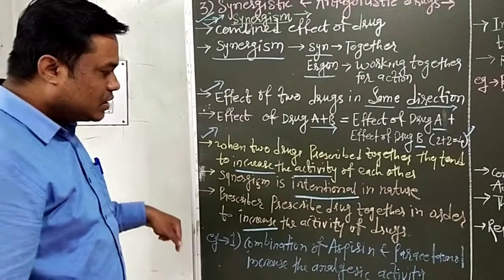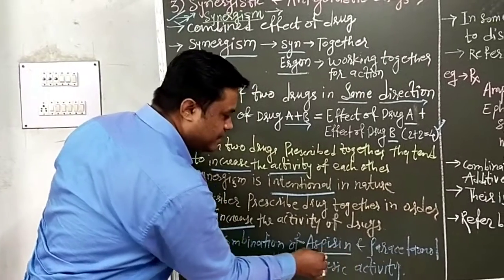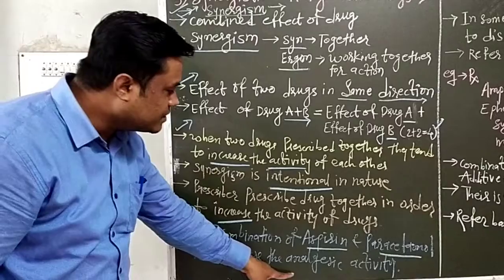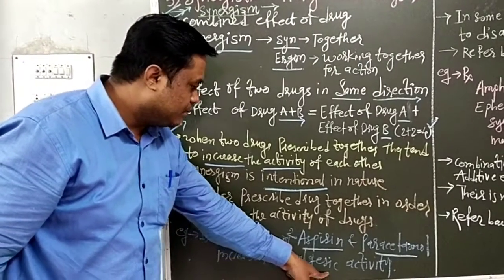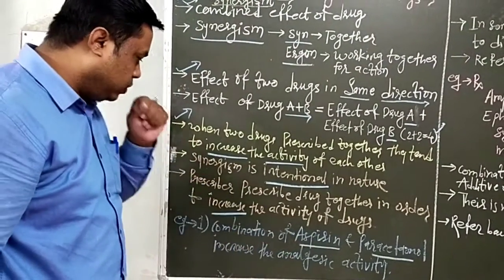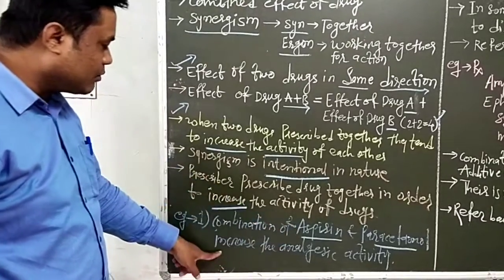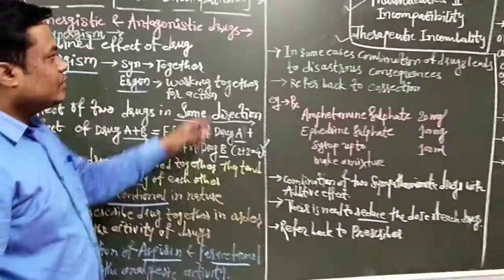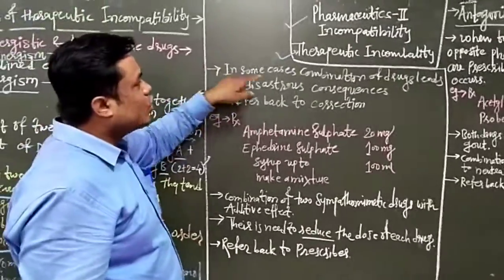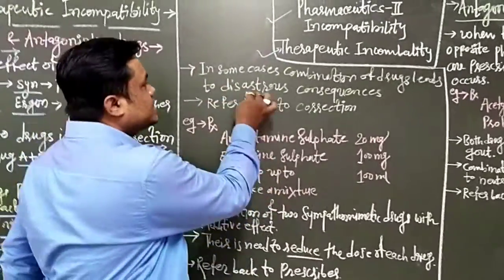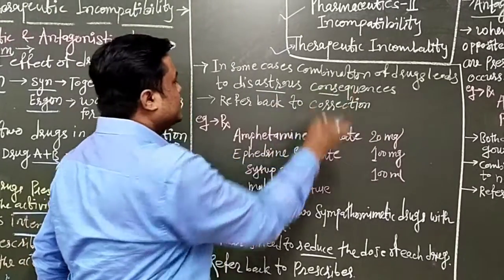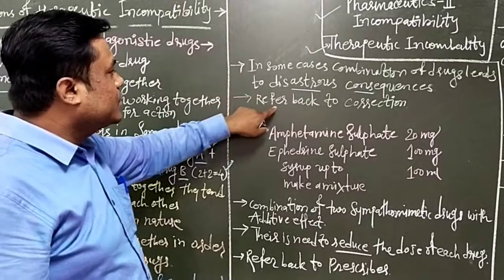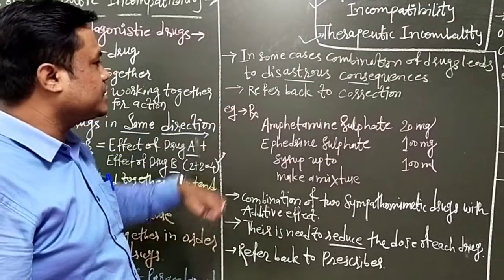For example, the combination of aspirin and paracetamol increases the analgesic activity. That means the combination of these two drugs, aspirin and paracetamol, increases the analgesic activity. In some cases, the combination of drugs leads to disastrous consequences. Therefore, this type of prescription is referred back to the physician for necessary correction.